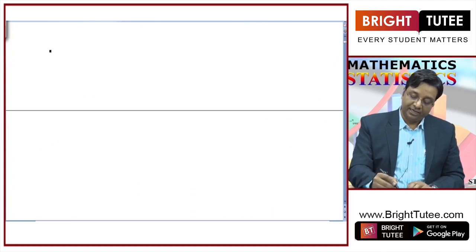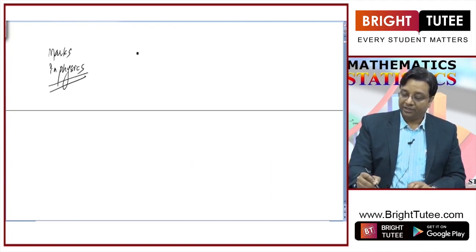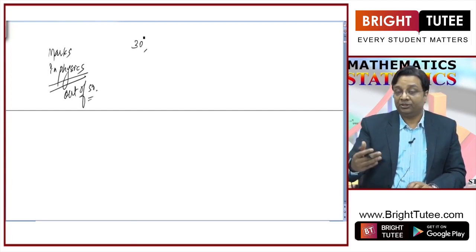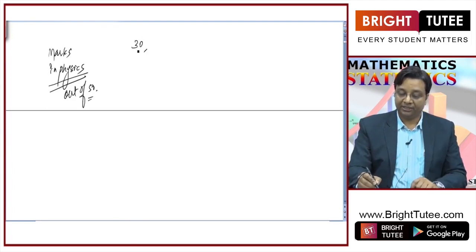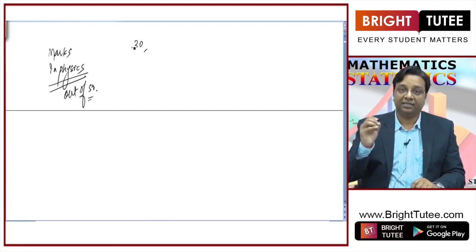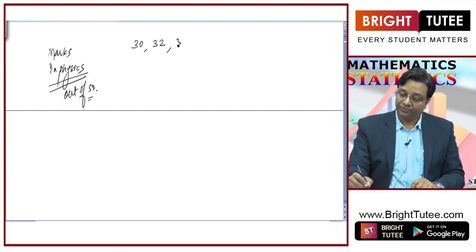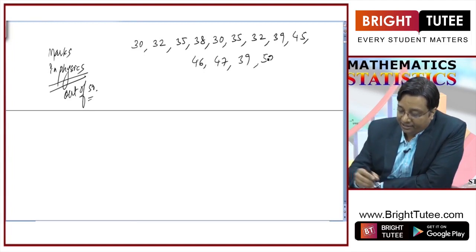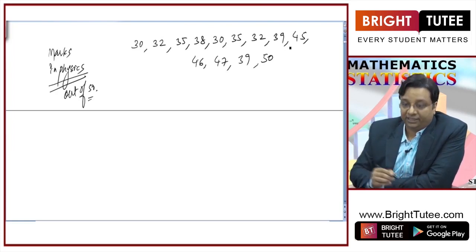Let us say I again write marks in physics, out of 50. I asked a student about his or her marks and he or she told me that my marks are 30 out of 50. So I am writing it here, 30, then somebody told me 32, 35, 38. Now this student tells me 30 again, then 35, 32, 39, 45, 46, 47, 39, and one student got 50 out of 50 marks.